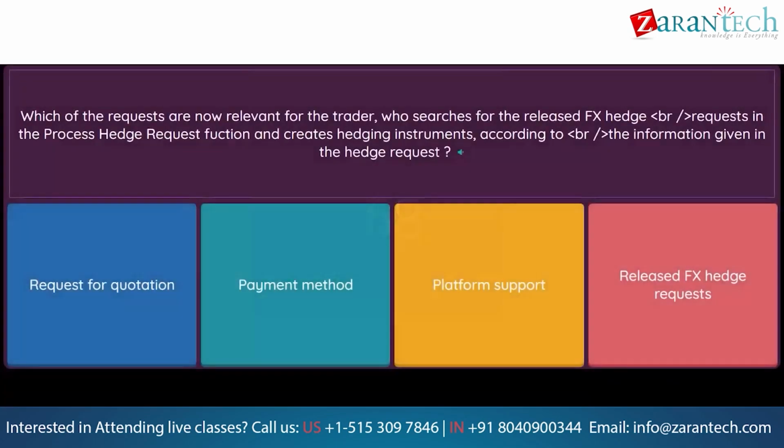Question: which of the requests are now relevant for the trader, who searches for the released FX hedge requests in the process hedge request function and creates hedging instruments, according to the information given in the hedge request? Option 1 Request for quotation. Option 2 Payment method. Option 3 Platform support. Option 4 Released FX hedge requests.